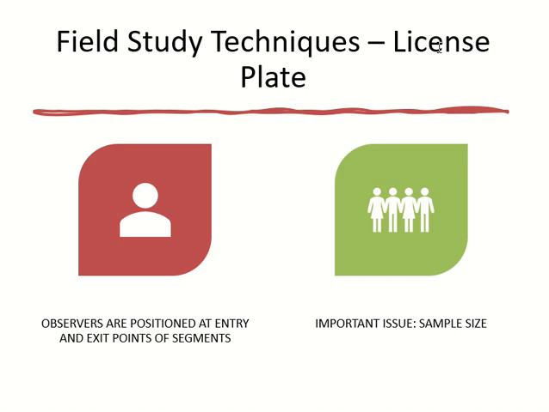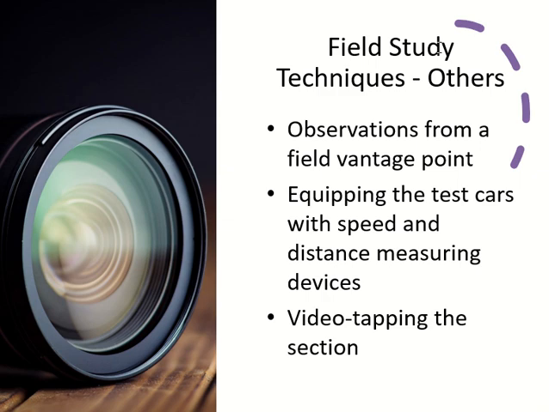Another method is called the license plate method, in which you need 2 observers at the start and end point, and they are writing down the license plate number and the time. Then we have other methods. You can do the observations from a vantage point, a point of good visibility, and it can be done manually, or you can install a camera and later on take the observations from the camera. Then the test car can be used with devices so that the observations are not taken manually. The test car itself or the devices themselves will record the time and distance and speed and everything.